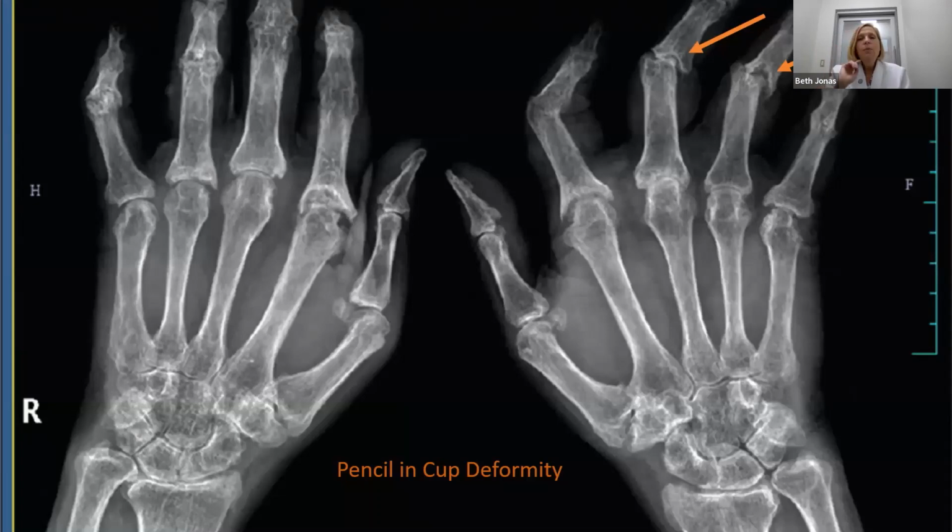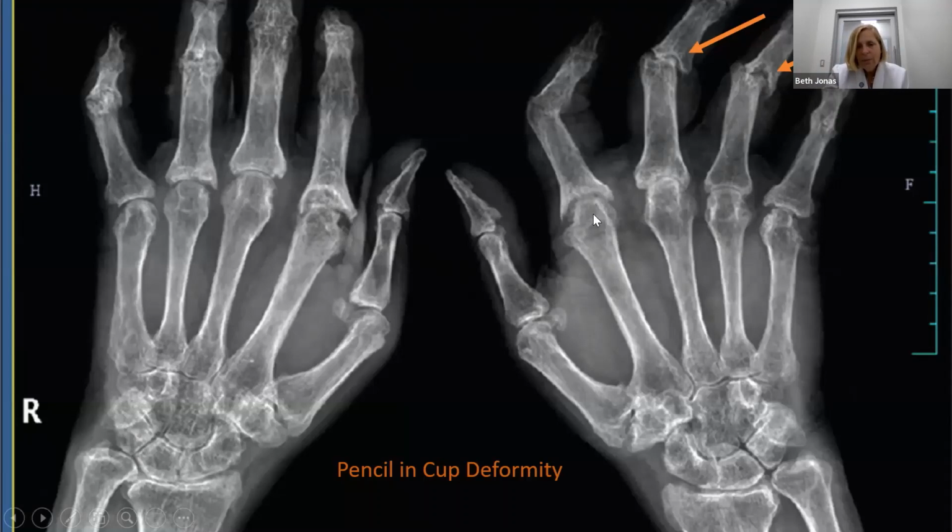So, hopefully we don't see this that much anymore, but you will see patients who have very, very aggressive disease. And here we can see a pencil in cup deformity. There's a couple of places where you can see it. There's a pencil in cup here. You see the way it's just kind of impacting into the more distal bone. There's a pencil in cup here, pencil in cup here.